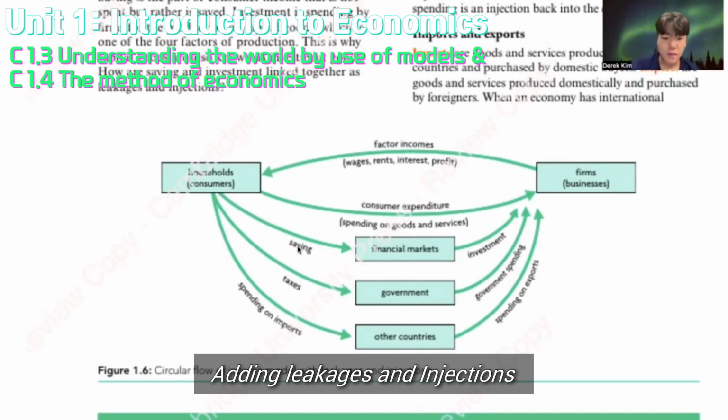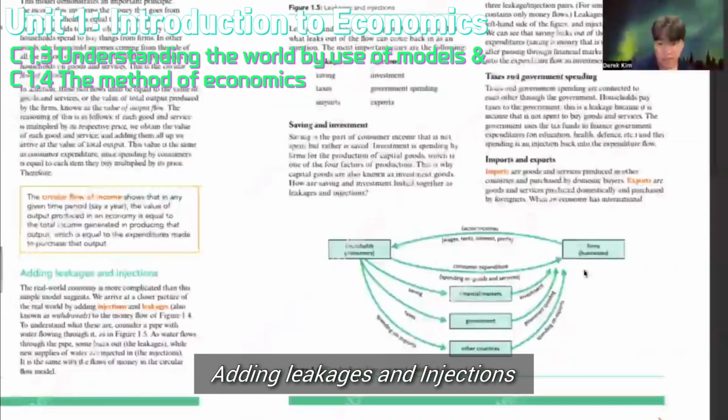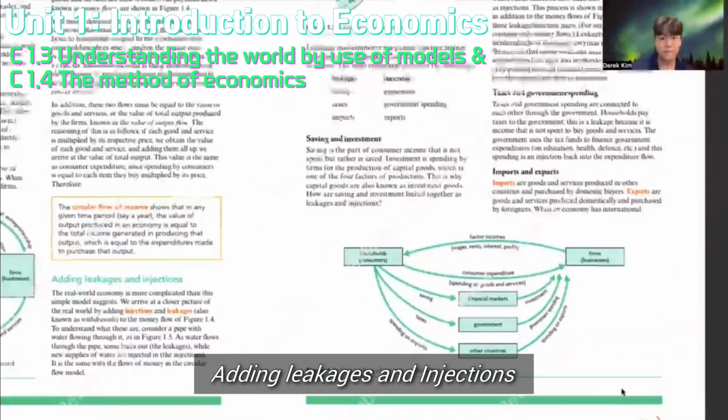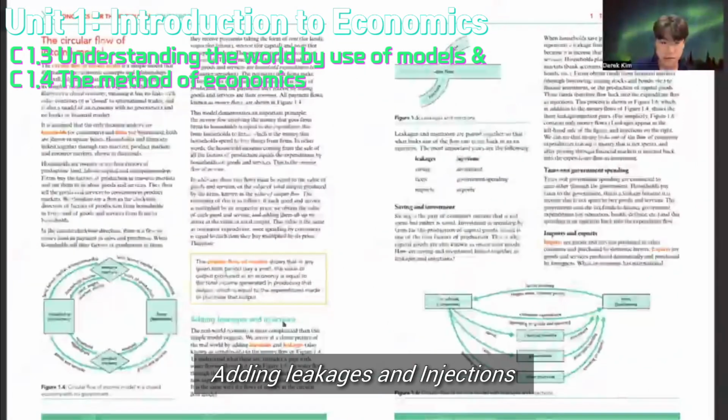So now we will talk about the leakages and injections. Consumer leakages go into the financial markets as savings; however, they're injected back into the market through investments. Taxes go to the government, and the government spends back. Spending on imports from other countries will be spent back on exports. So they are being leaked and injected. It's a very simple way to understand this diagram.